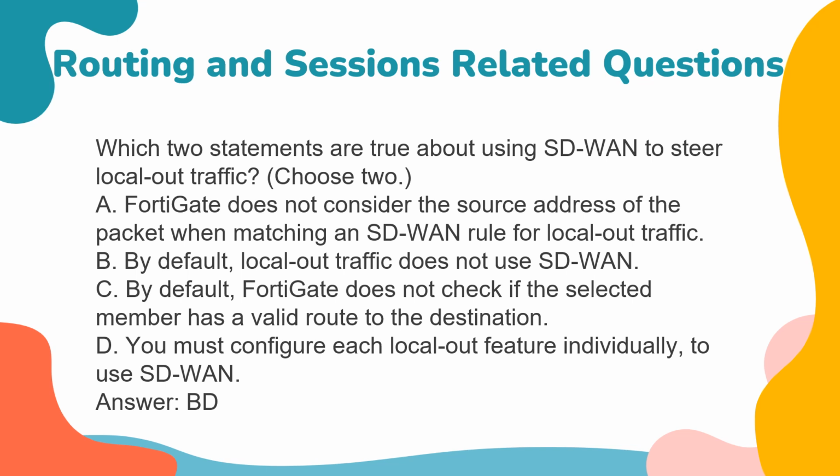Which two statements are true about using SD-WAN to steer local out traffic? Choose 2. A. FortiGate does not consider the source address of the packet when matching an SD-WAN rule for local out traffic. B. By default, local out traffic does not use SD-WAN. C. By default, FortiGate does not check if the selected member has a valid route to the destination. D. You must configure each local out feature individually to use SD-WAN. Answer: B, D.